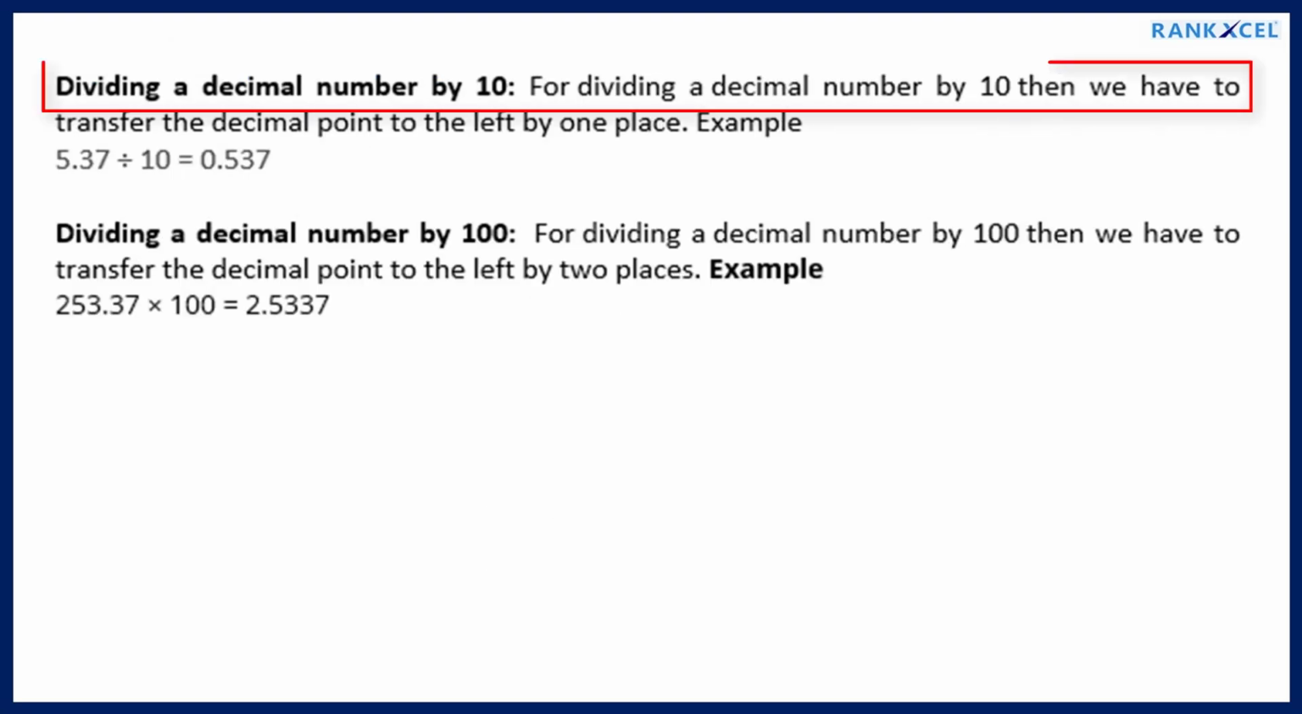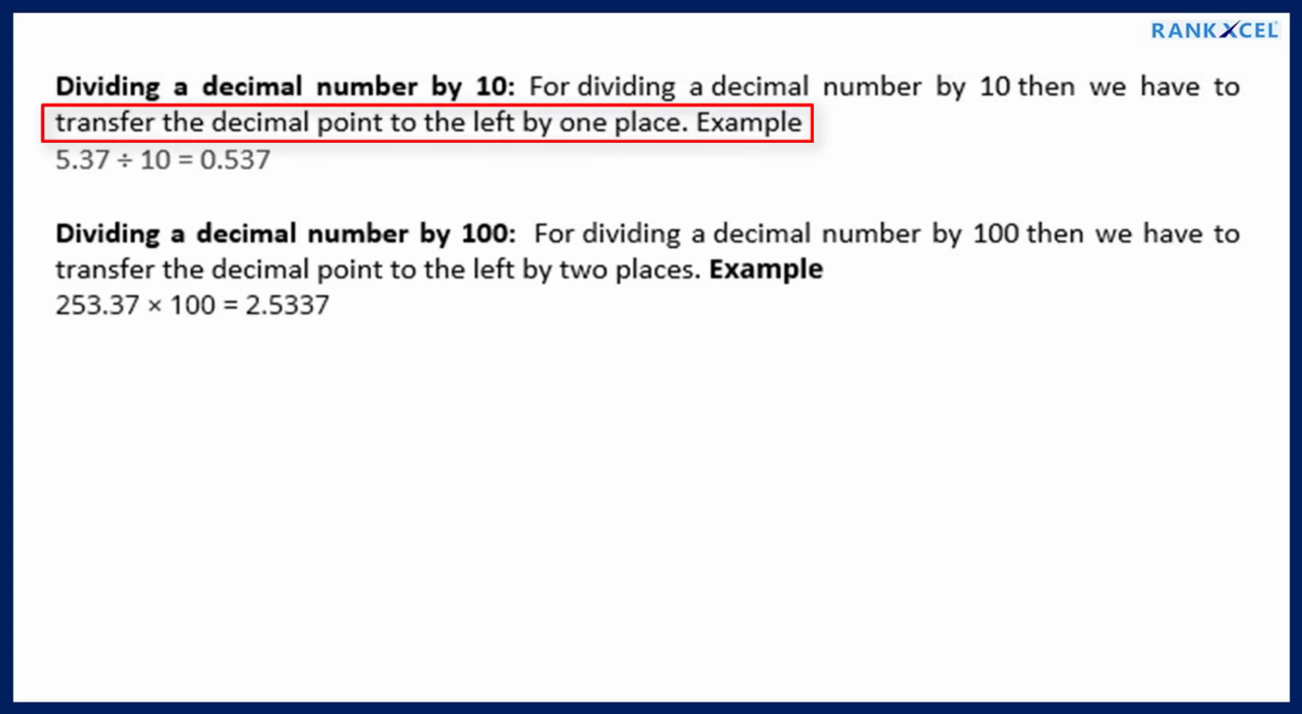Dividing a decimal number by 10. For dividing a decimal number by 10, we have to transfer the decimal point to the left by one place. Example. 5.37 divided by 10 equals 0.537.